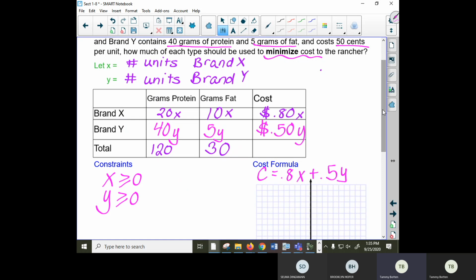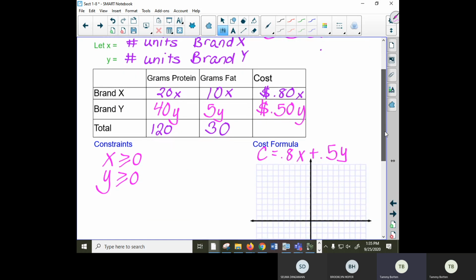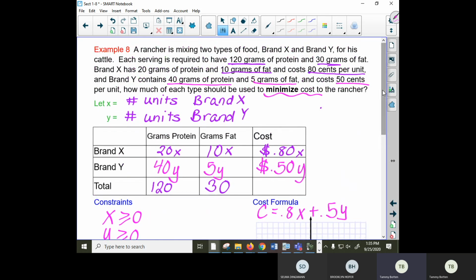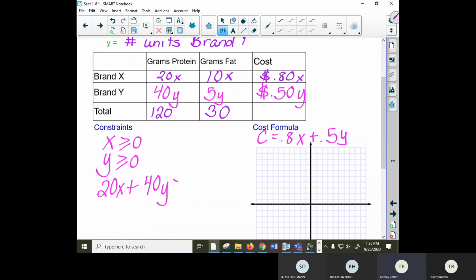because we can't have a negative amount of a gram, okay? Now for the protein, we're going to go down, okay, because our total is down here on this table. So it would be 20x plus 40y. And in this one, their diet is required to have 120 grams. That's the minimum. They could have more protein, they just can't have less. So that means that has to be greater than or equal to 120. It has to have 120. It could have more than that, it just can't have less than that.